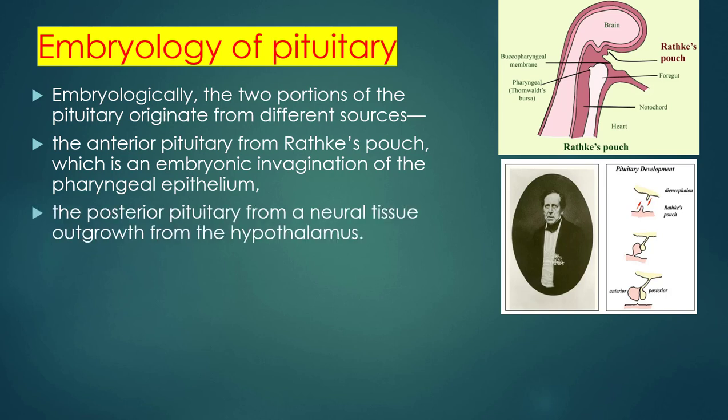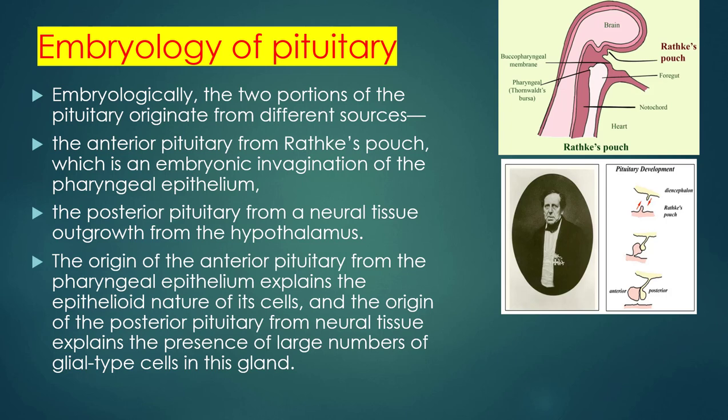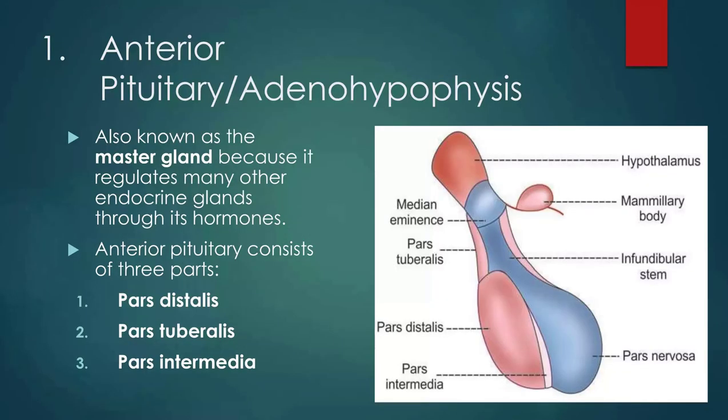The posterior pituitary arises from neural tissue. The posterior portion originates from the hypothalamus. The origin of the anterior pituitary from the pharyngeal epithelium explains the epithelioid nature of its cells, and the origin of the posterior pituitary from neural tissue explains the presence of a large number of glial-type cells in this gland.